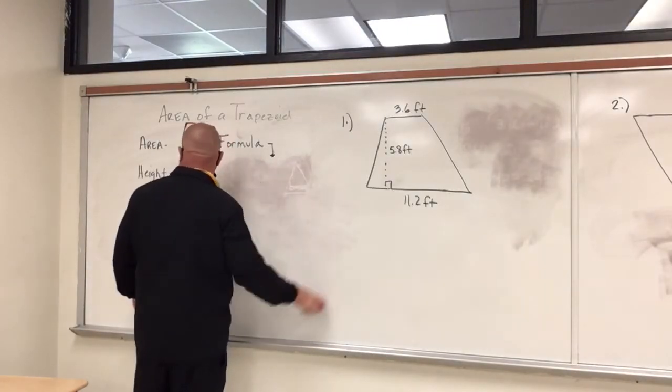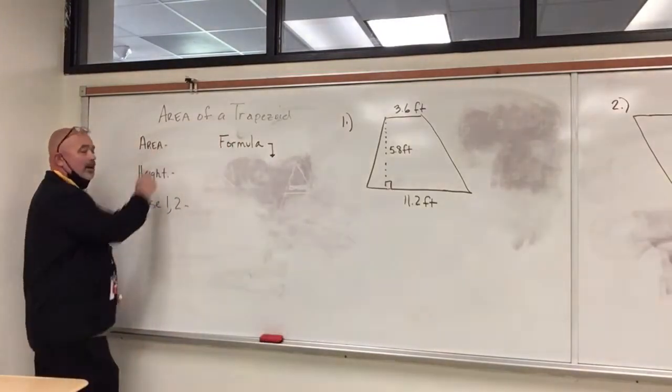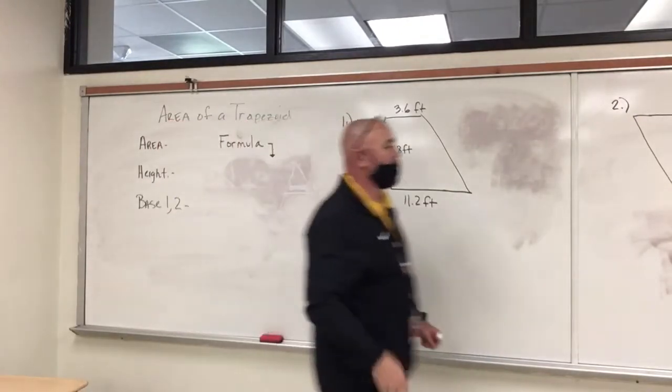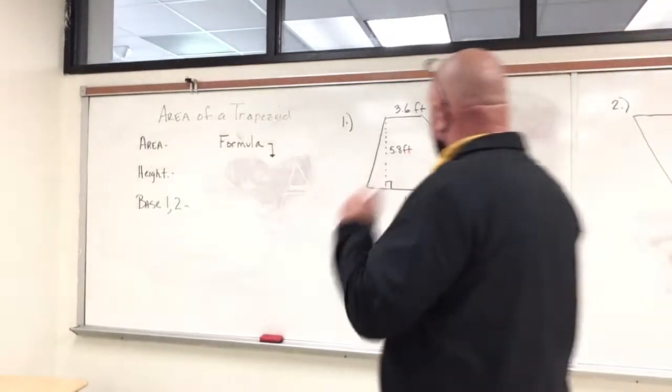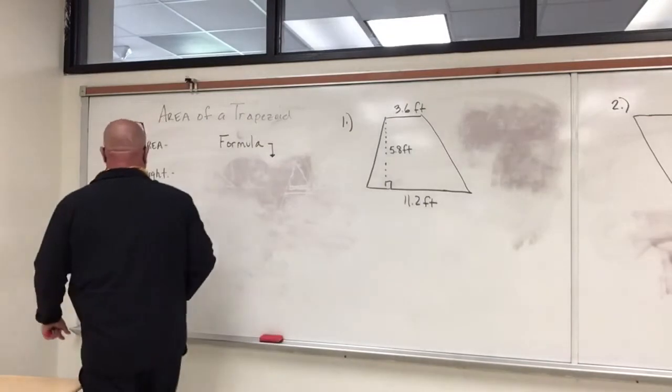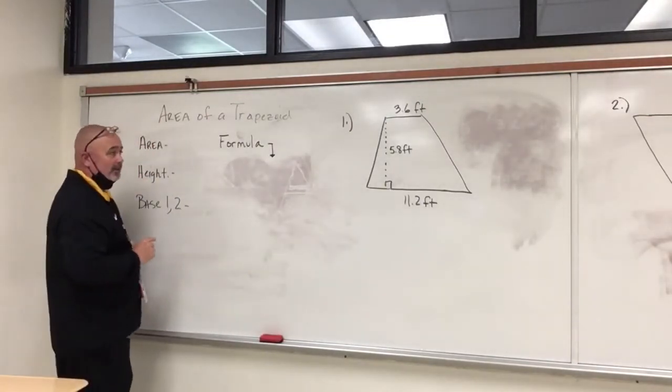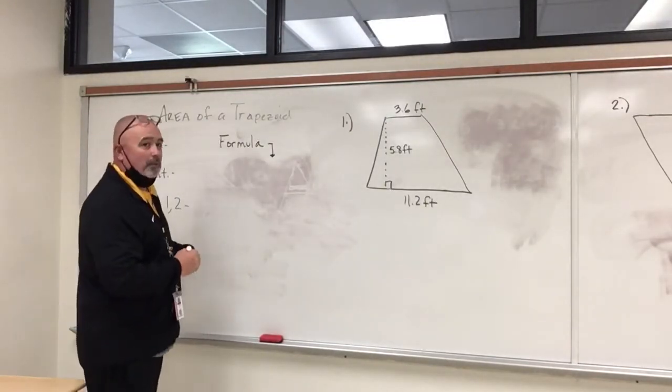Alright. So the area, here's our opt-out question. Define area for me. What's area? The space inside of the shape. Better yet, the measurement of the space inside a shape. And that shape has got to be two-dimensional. Alright, that's our opt-out. We've talked about height, we've talked about base 1 and base 2, and I'll get to that even more here in a minute.